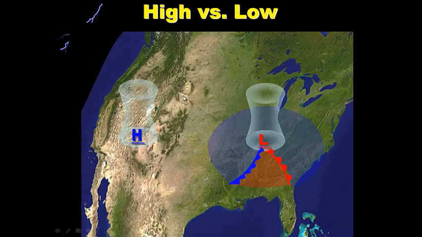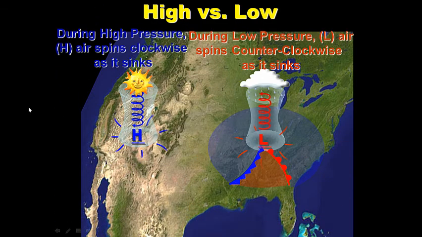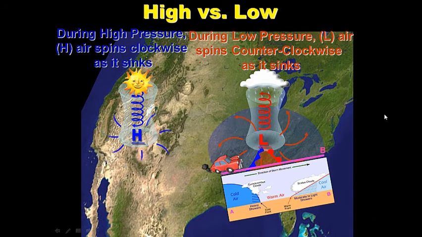Okay. So high versus low. We showed this earlier. But let's take a look now from A to B. Let's say you were to drive from A to B. You're driving through a cold front and a warm front. What kind of weather would you experience? Let's look at a cross section here. You drive from A to B. What kind of weather would you experience?